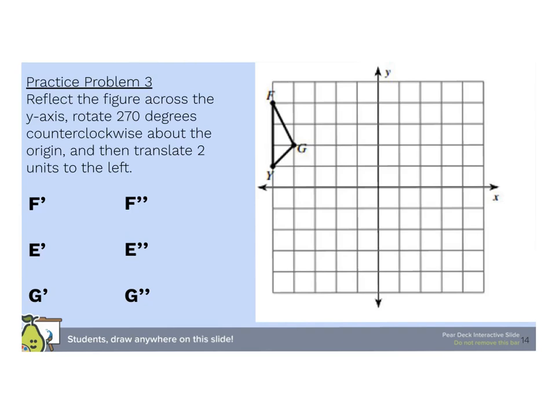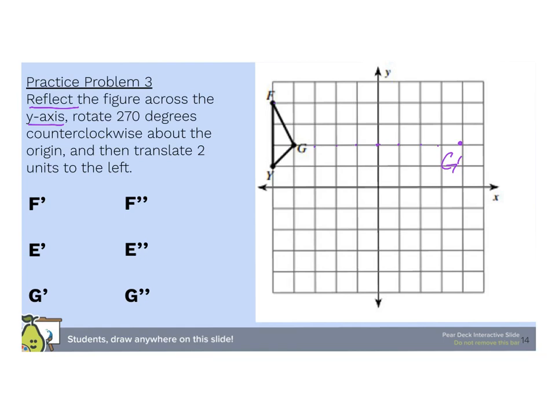All right, this is our final one before the exit ticket. We need to first reflect across the y-axis. Okay, so let's just do that. I don't need points for reflection. So 1, 2, 3, 4. 1, 2, 3, 4. So G prime.